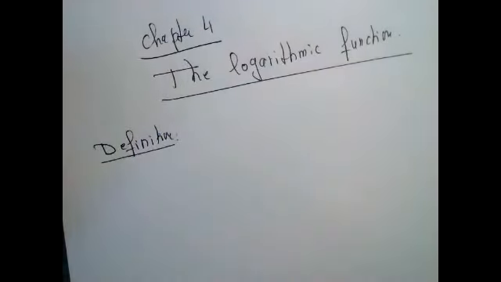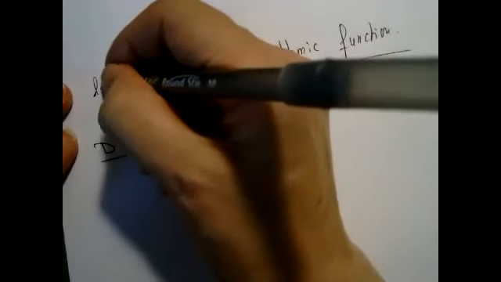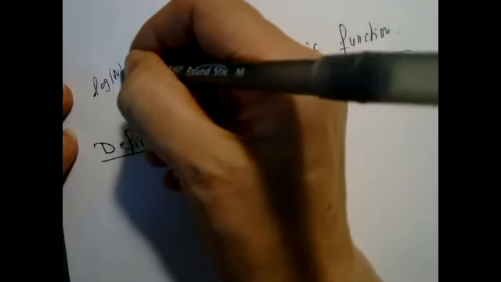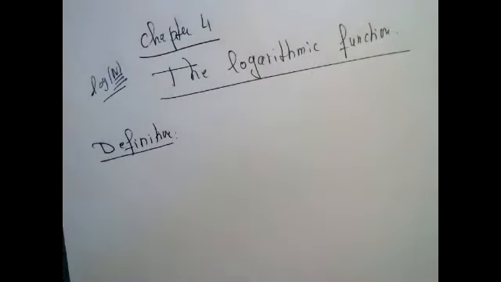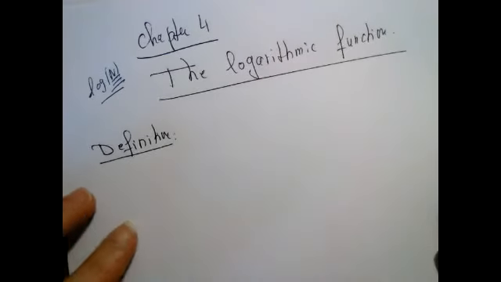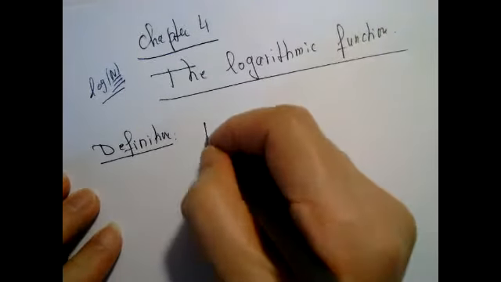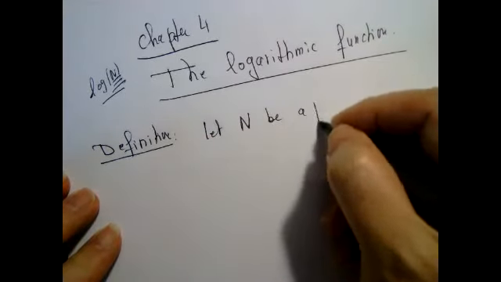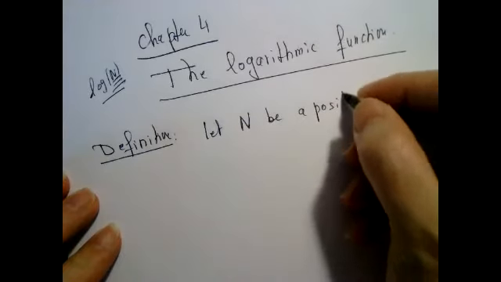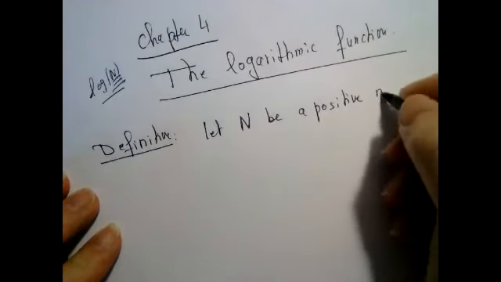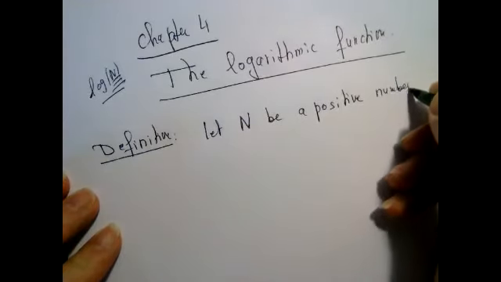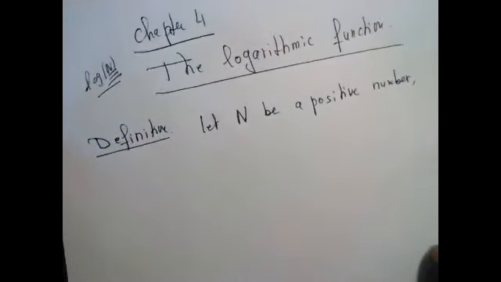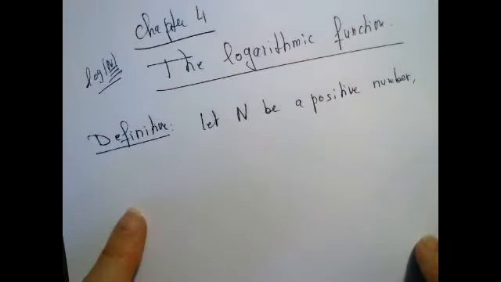Okay. We're going to define something called log of a number. Something new, a new function. So let's see how to define it. So I say, let n be a positive number. And positive is important, as I will tell you in a minute why. We understand why I put this restriction on n.